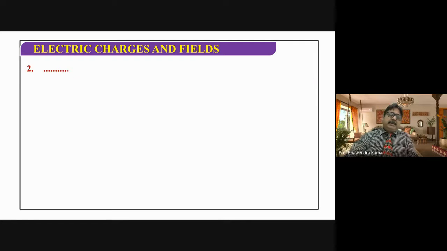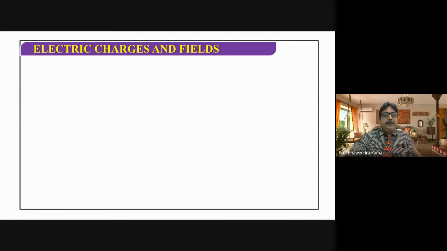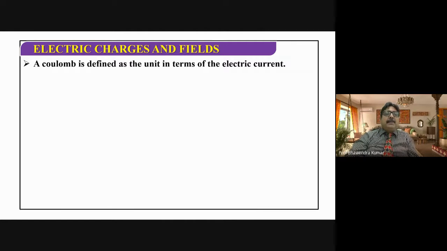Next, let us talk about what type of charges repel each other. Is it unlike charges, like charges, dissimilar charges, or both A and C? The answer is like charges repel each other. When both charges are positive or both charges are negative, the force between them will be an electrostatic repulsive force. Now let us try to understand how we measure the charge.